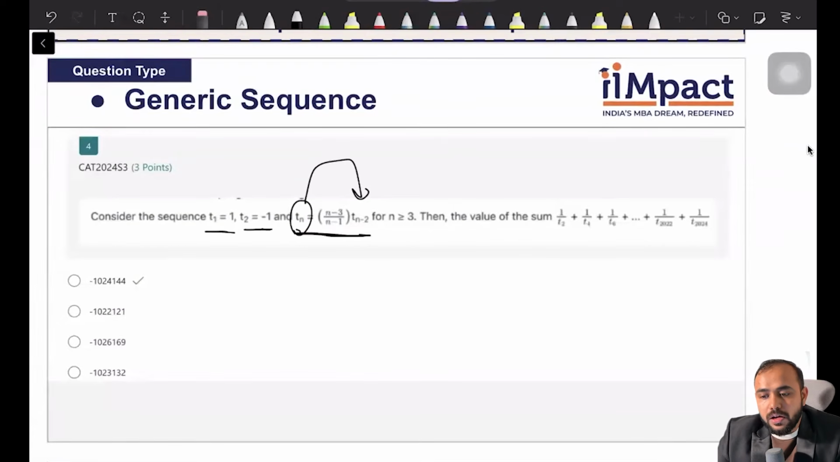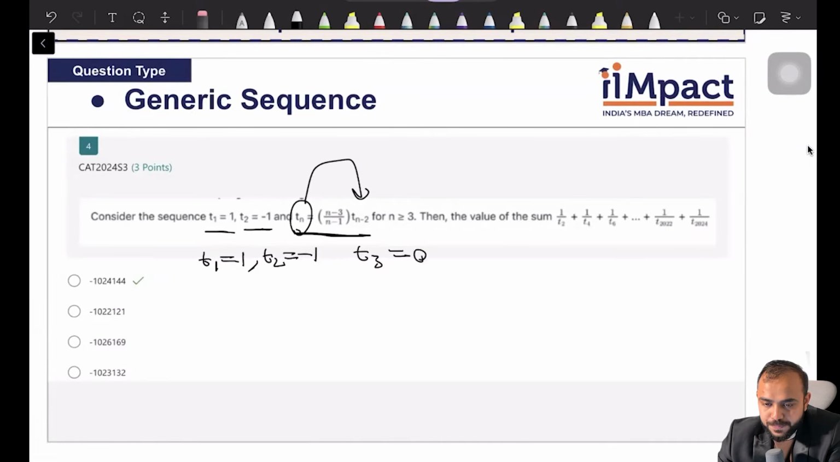All right. So the only way to do this is to actually identify what that pattern is going to be. So T1 is equal to 1 and T2 is equal to minus 1. So T3 is going to be 3 minus 3, that is 0. Okay. T4 is going to be 4 minus 3, that is 1, divided by 4 minus 1, that is 3, into T2, which is minus 1. So T4 is actually minus 1 by 3.